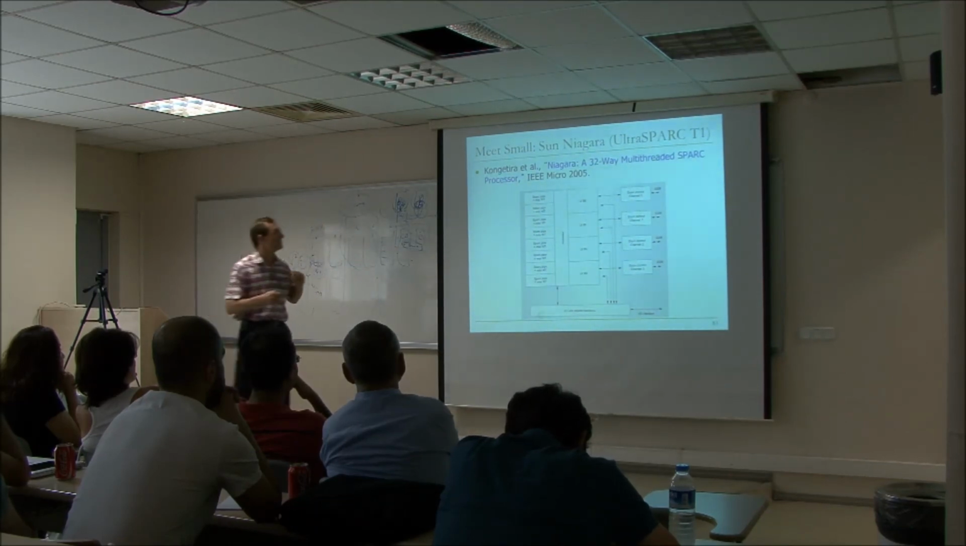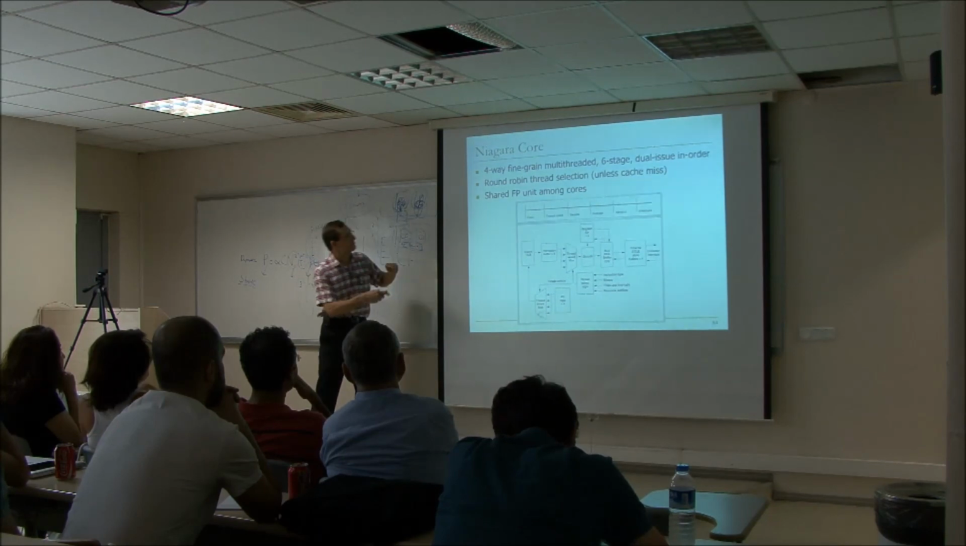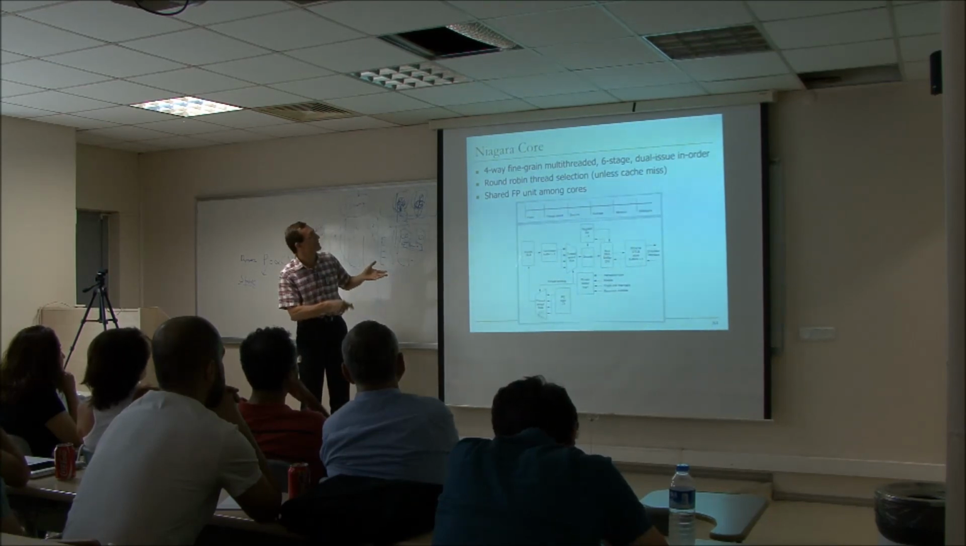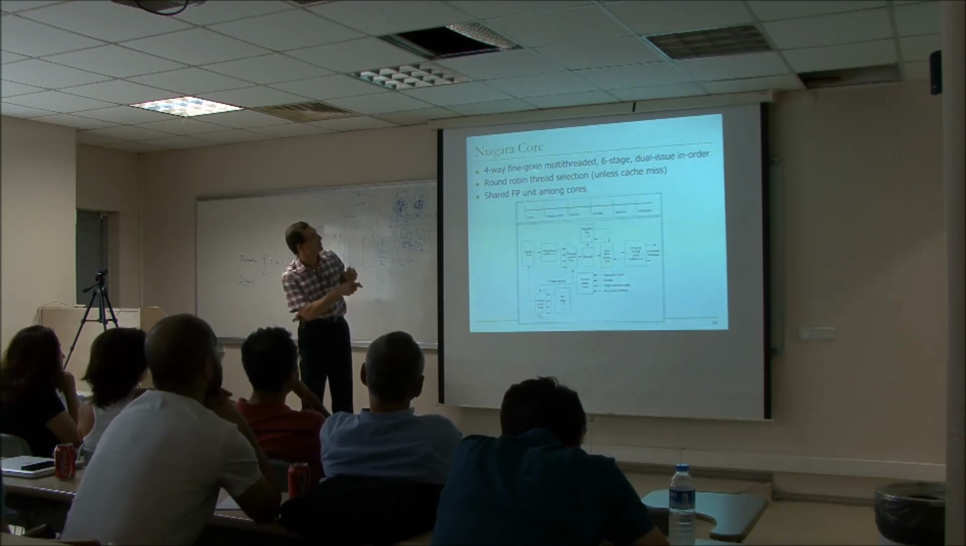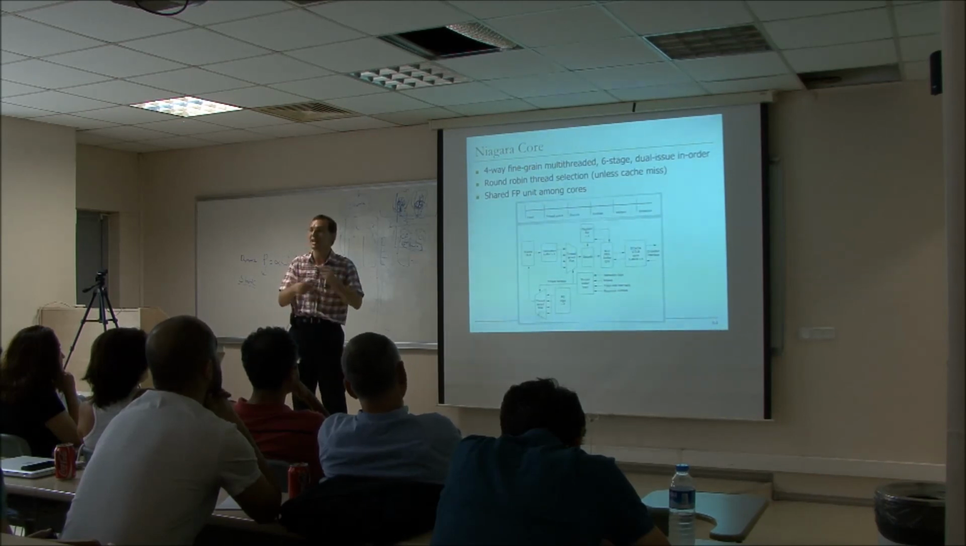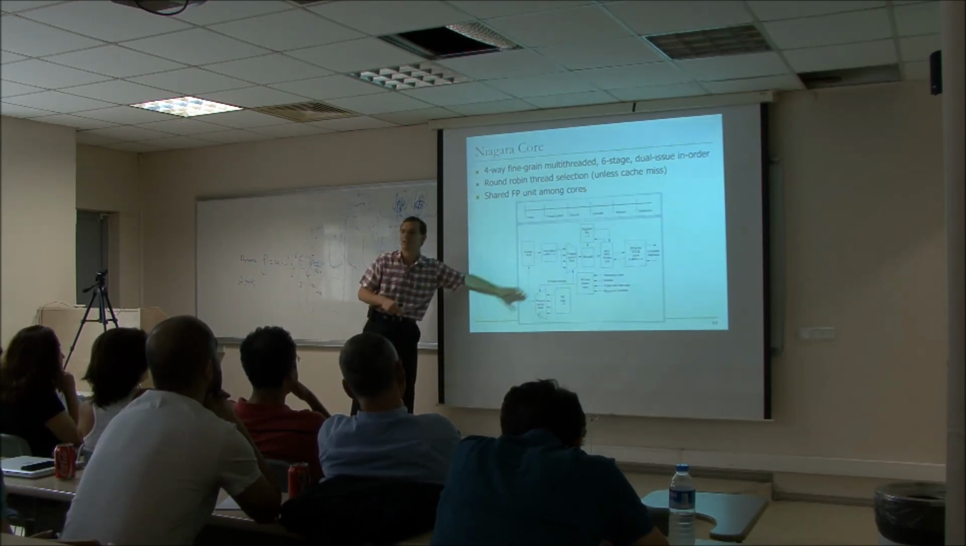But anyway, if you look at the core, it's very, very simple, right? This is the small core. It's in order. It has a 6-stage pipeline. It has dual issue, multiple instructions per cycle, but it's fine-grained multi-threaded. Basically, every cycle, you switch to a different thread. And you have 4 threads.